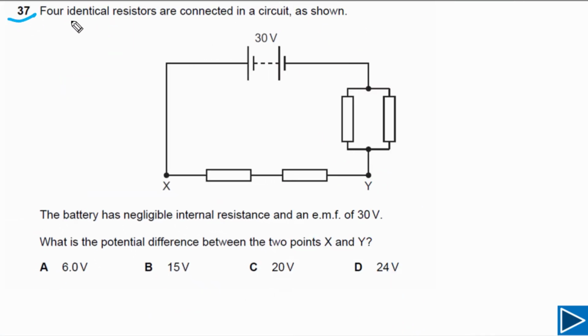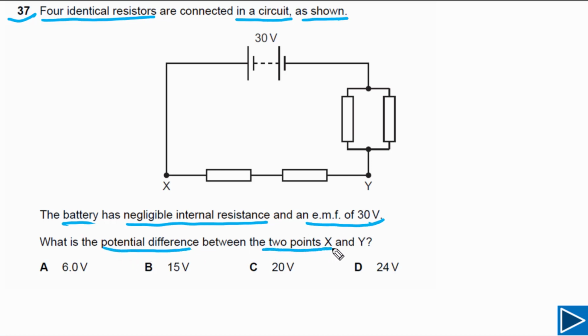For question number 37, it is given to us that 4 identical resistors are connected in a circuit as shown in this figure. It is also given to us that the battery has negligible internal resistance and the EMF of the battery is equal to 30 volts. We need to find the potential difference between the 2 points X and Y. It simply means that if we connect a voltmeter between X and Y, what is the reading on this voltmeter? So this is what the question is asking us to find out.